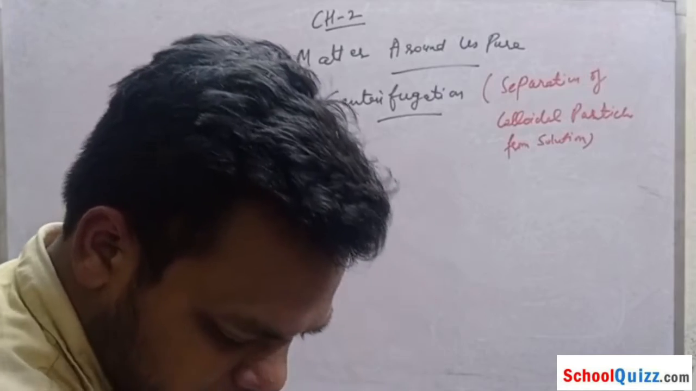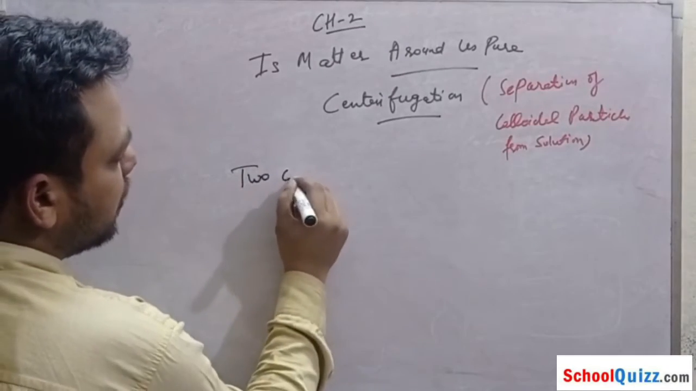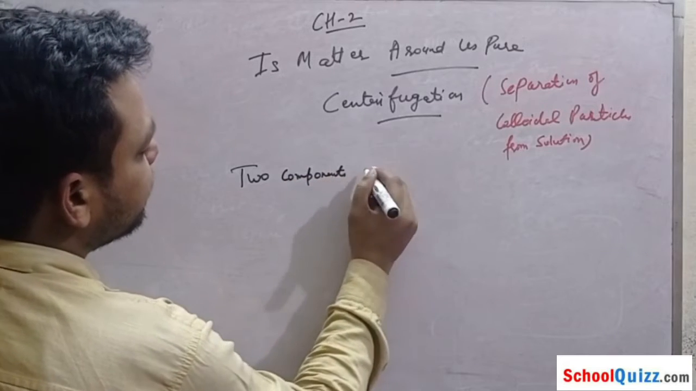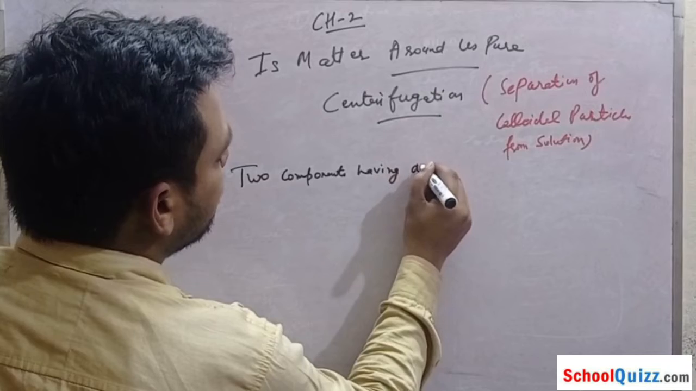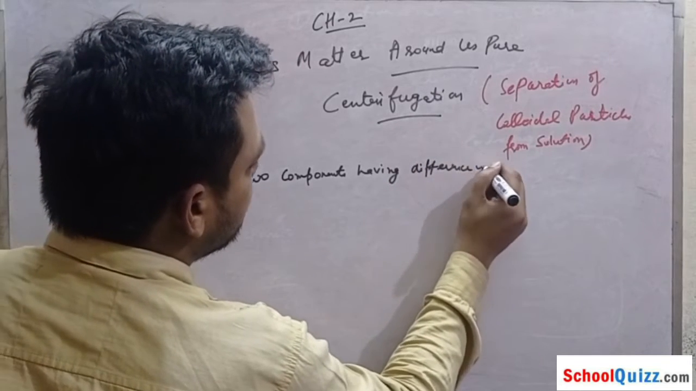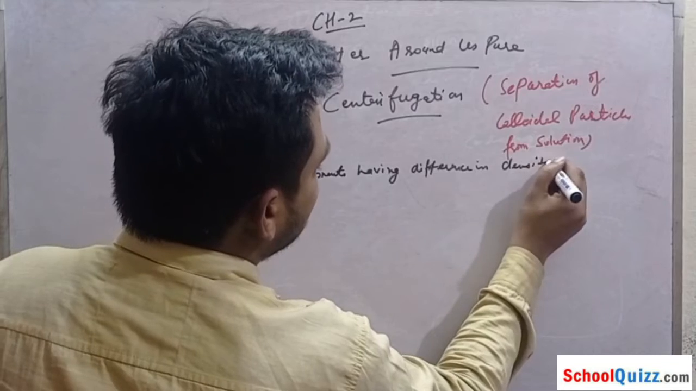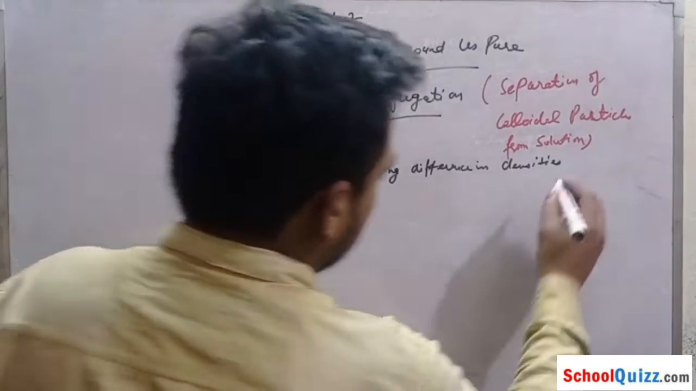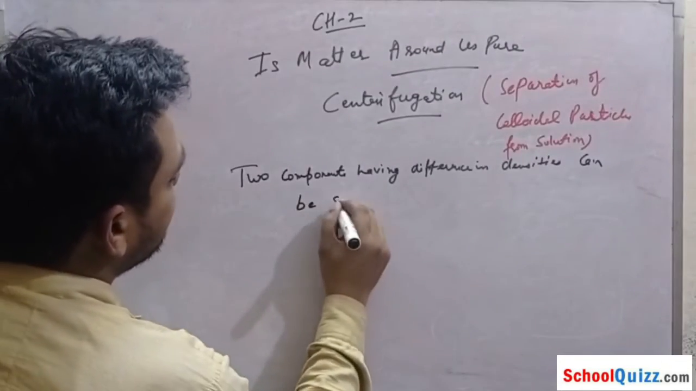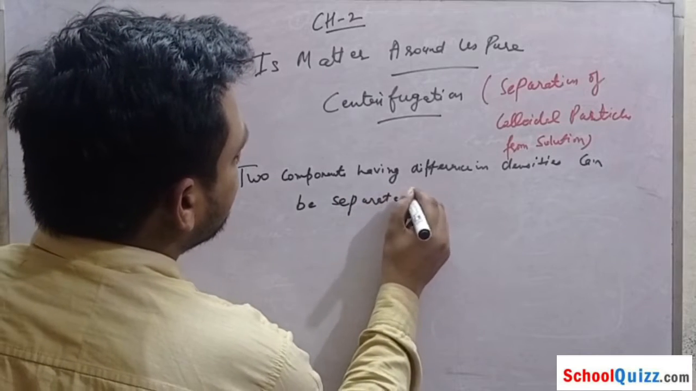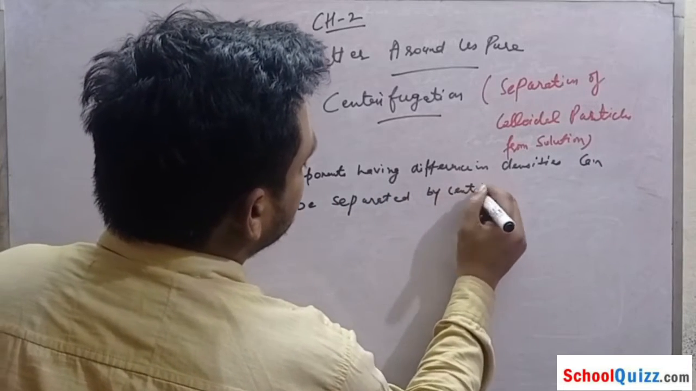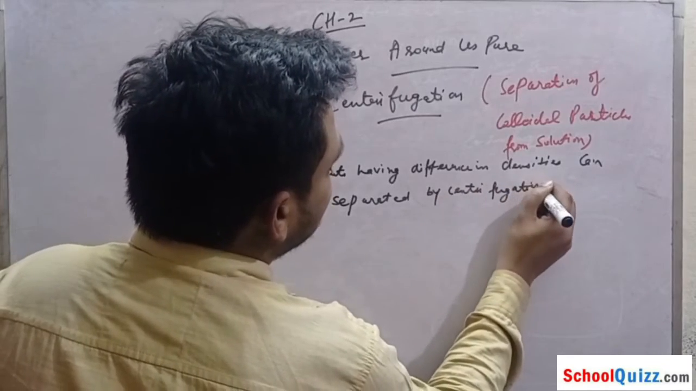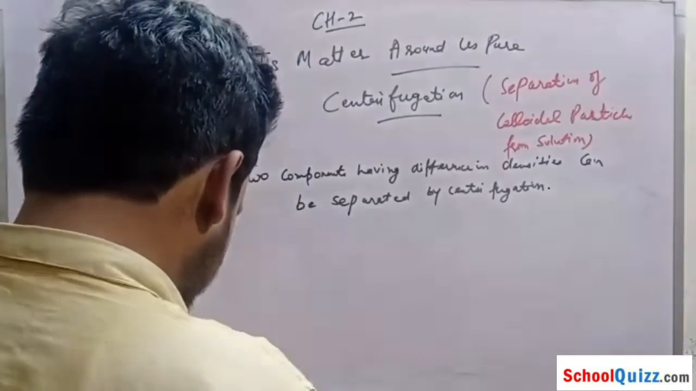So two components having a difference in densities can be separated by the technique, that is centrifugation.